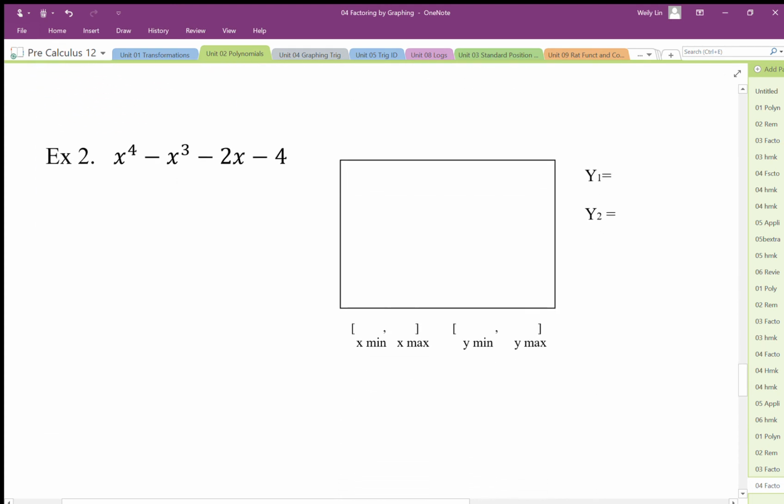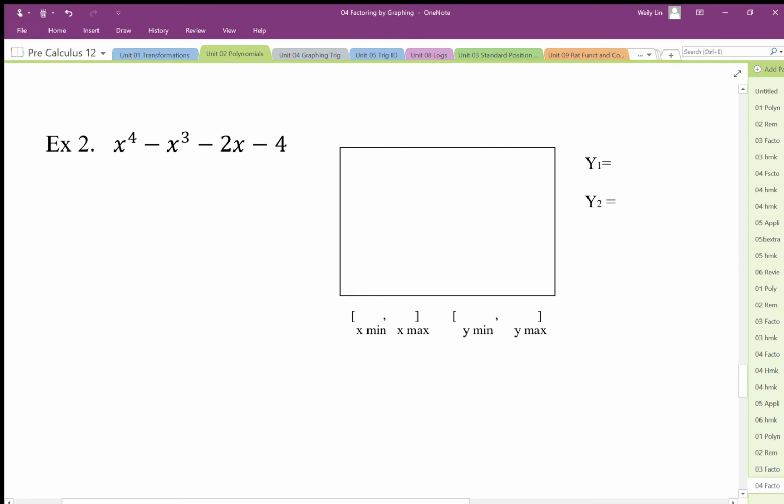So I'm going to take a look at this one here. I want to factor this expression, so I'm going to graph it. I'm going to put it in my graphing tool and see what I get. So I get a graph, and my graph looks kind of like this. I'm just going to sketch it in. It looks like I have a real solution here at 2 and one at negative 1.